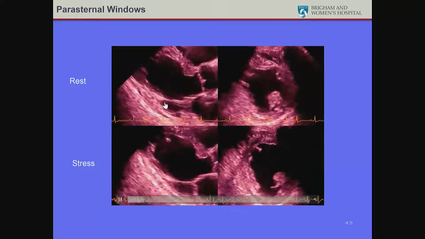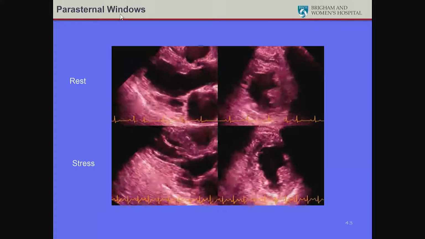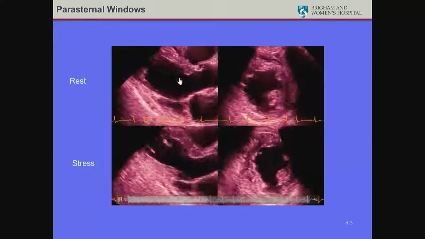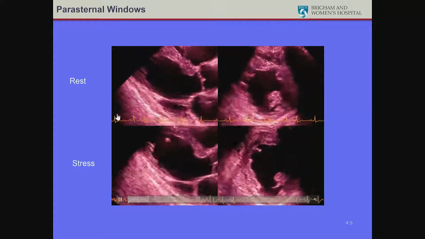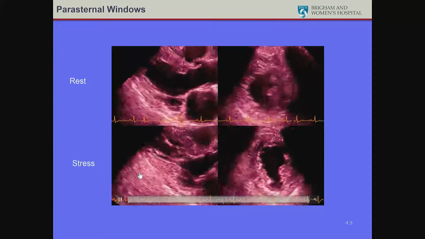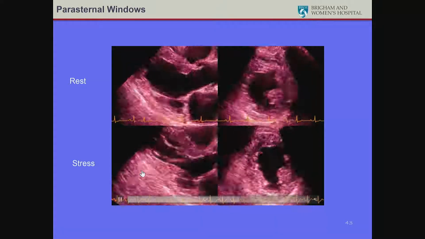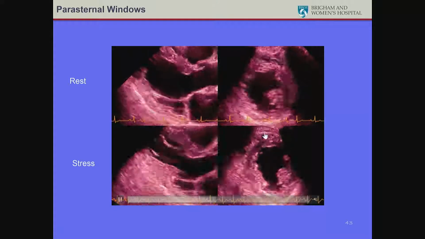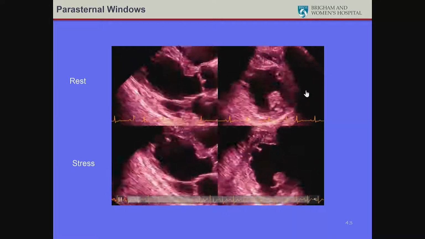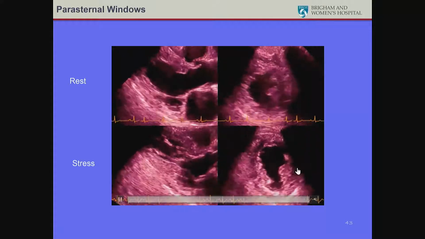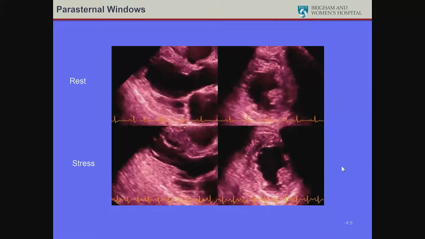This next slide is from the same patient and illustrates the parasternal windows. At rest, we have a parasternal long axis view on top, and on the bottom we have the same patient's parasternal long axis view immediately post-exercise. In the upper right corner, we have a parasternal short axis view at rest. And on the bottom, we have the parasternal short axis view immediately post-exercise.